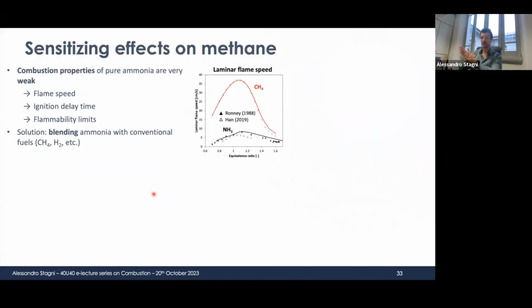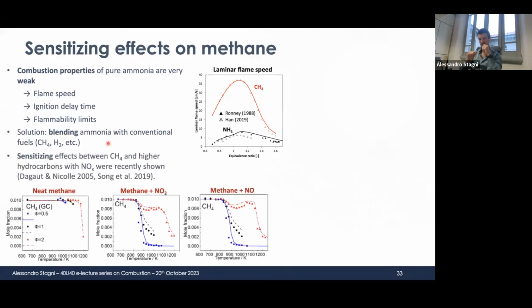Regarding methane, you know that ammonia combustion properties are very weak, and here you can compare the laminar flame speed of methane with that of ammonia. There is a factor of 5, 6, or even more. So the solution is that we can blend ammonia with conventional fuels, which can still be obtained indirectly from renewable sources. So we are still CO2 neutral from a life cycle perspective.